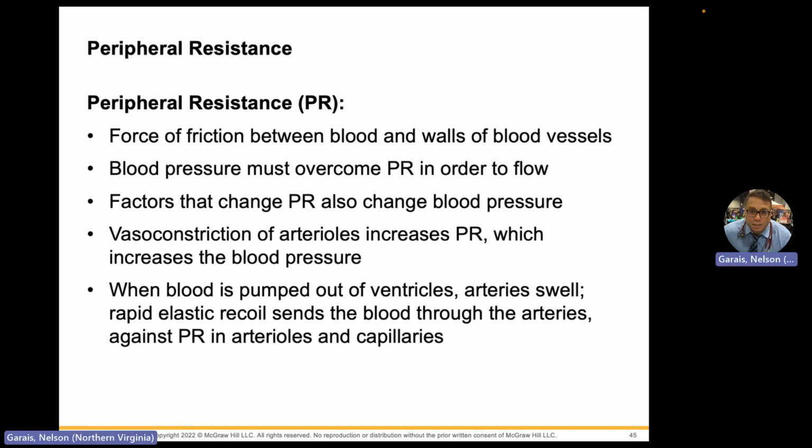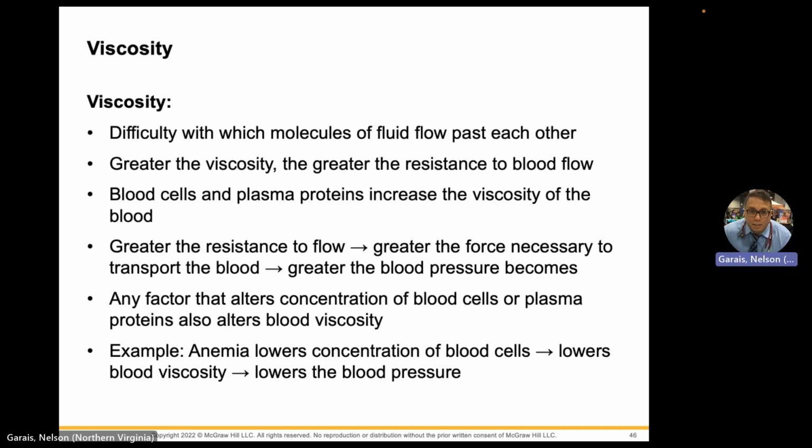Peripheral resistance. When we talk about peripheral resistance, we're talking about the patient's blood pressure. Viscosity is how thick the blood is. The thinner the blood, the easier it'll go through the system. Remember what I always state in class, it is easier to pump water than it is for molasses.